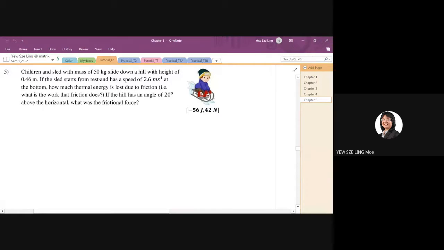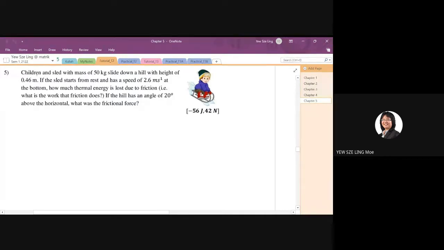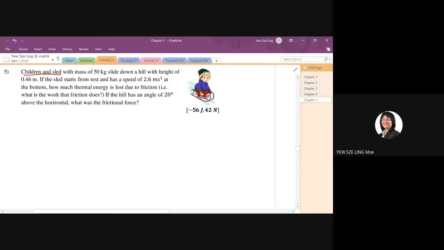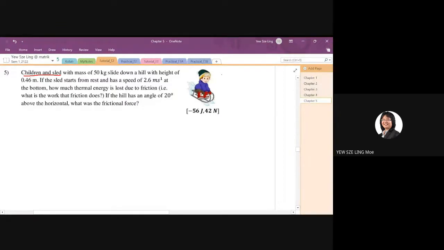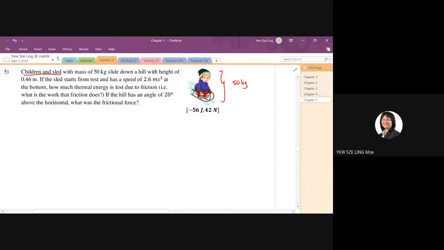This object is a child and a sled. Two of them combine together and they give you 50 kg. So they form an object which is equivalent to 50 kg. Then it slides down a hill with a height of 0.46 meter. So now you have a hill.